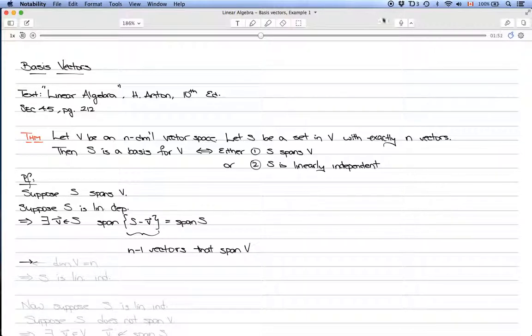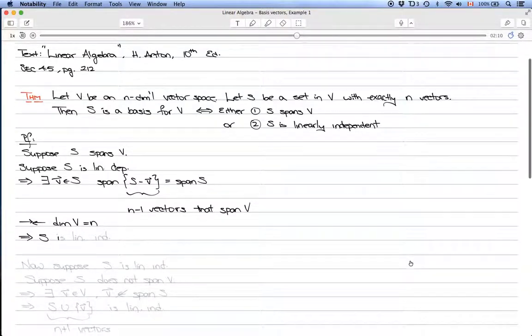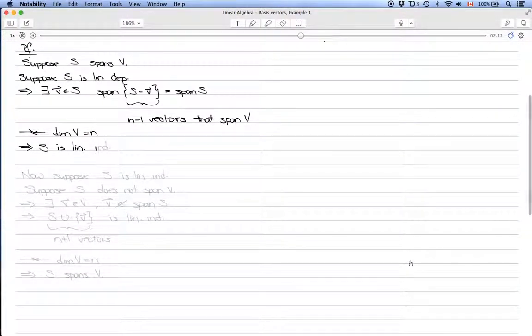This is a contradiction then, because we know that the dimension of V equals n, and by definition of dimension, we necessarily need n vectors to span the space. So we conclude that if we have n vectors that span our n-dimensional vector space, then necessarily S is linearly independent. Now we suppose that S is linearly independent, and we need to show that it spans V.